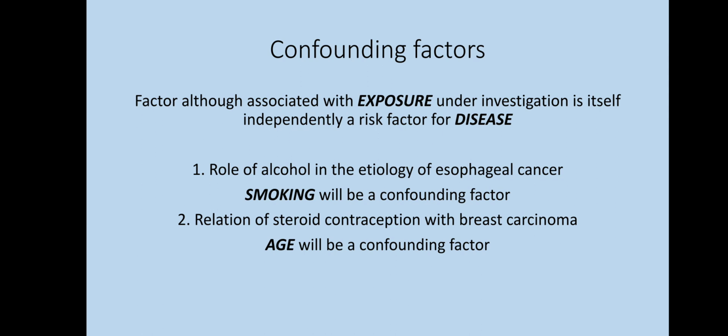The second example is the relation of steroid contraception with breast carcinoma. So in this study, while selecting the cases and controls, the age of the patients and the controls must be matched because the breast carcinoma is usually present above 40 years of age. If in the controls the researcher selects young patients below 30 or 20 years of age, there will be an objection in the study and it will be biased because of the confounding factors.